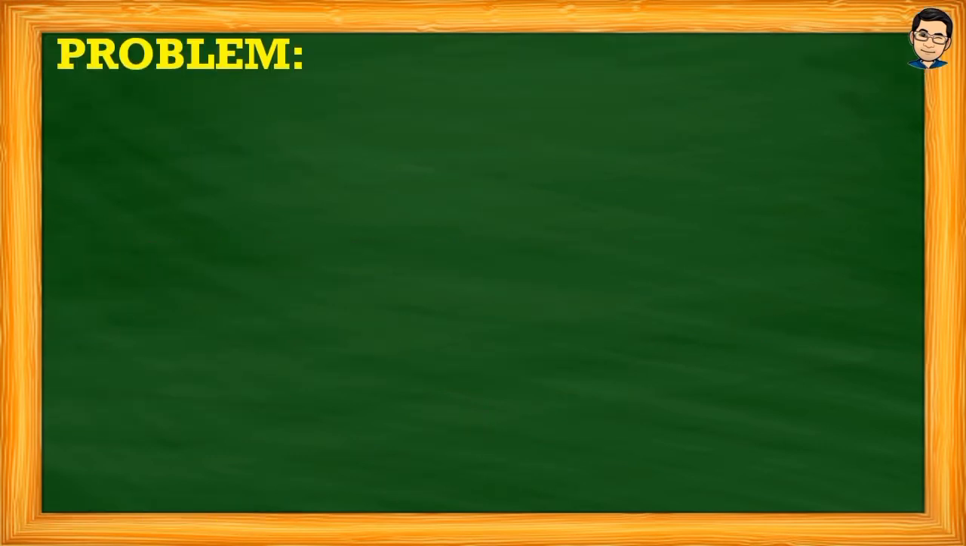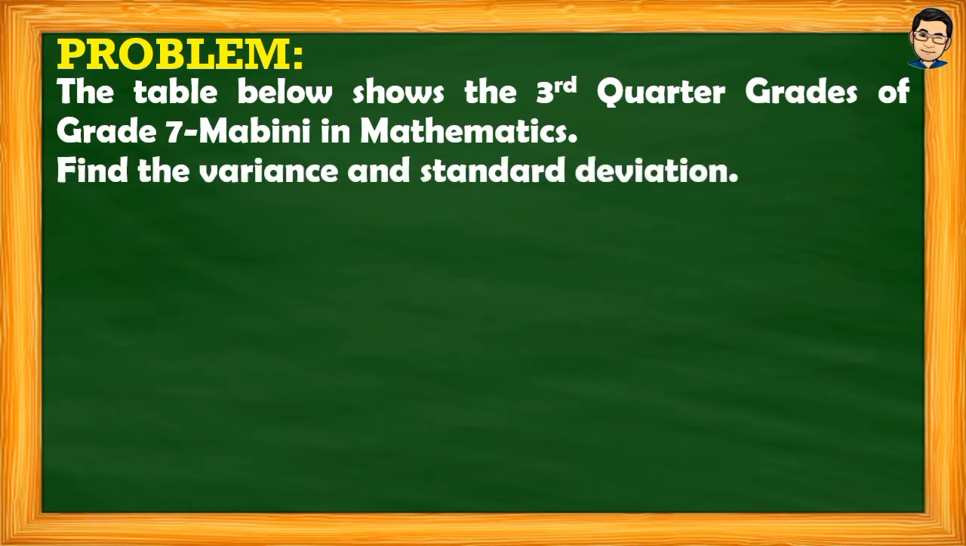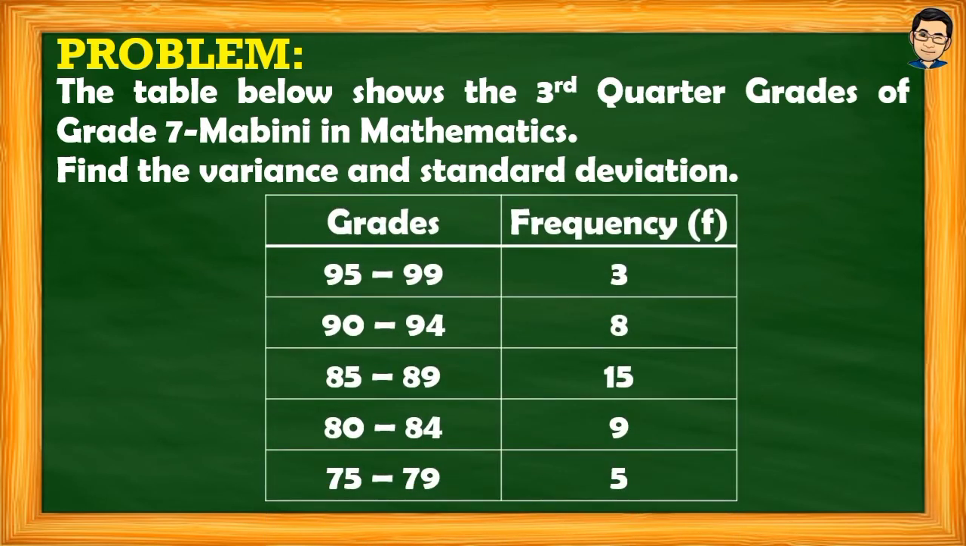So, let us now have the sample problem. The table below shows the third quarter grades of grade 7 Mabini in mathematics. Find the variance and standard deviation. For this problem, we are talking about quarterly grades, grades ng mga students. As you can see, yung highest possible grade na pwedeng makuha ng bata dyan is 99, and then the lowest possible grade is 75. Anyway, 75 is still a passing grade.